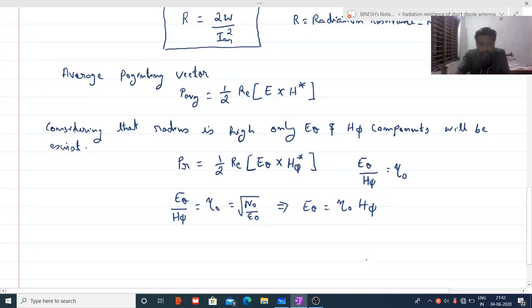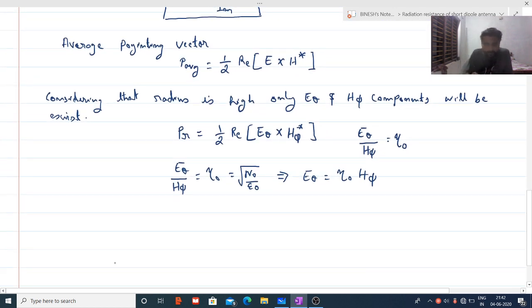So that I can rewrite this PR. Now I will just substitute the value of E theta in this equation. That is PR equal to 1 by 2 into real part of E theta into H phi. So I can rewrite this PR, the radiated power or average Poynting vector, which is nothing but 1 by 2 into real part of, now E theta is nothing but eta naught into H phi, into H phi complex conjugate. I think it is clear.